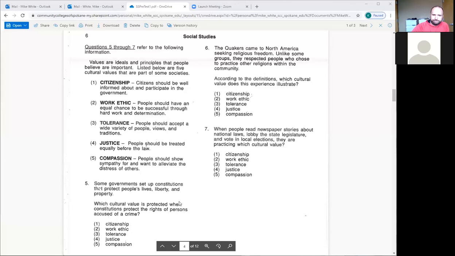And the one that seems to fit the most in my mind would be justice, right? People should be treated equally before the law.